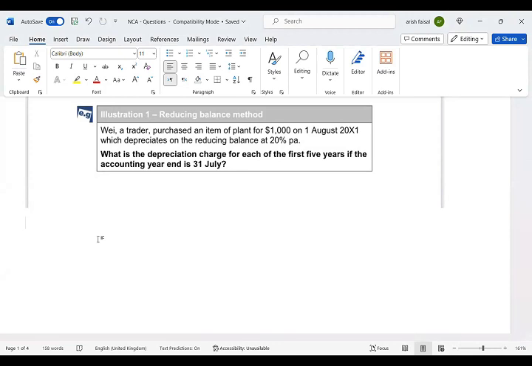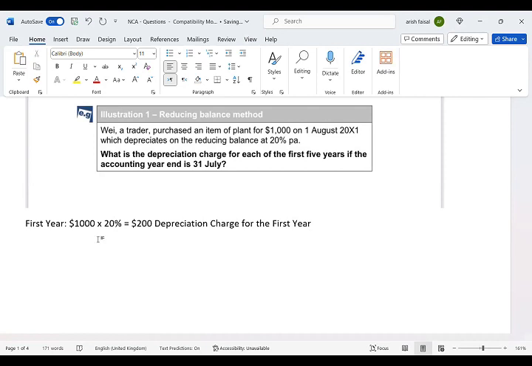So what I'm going to do is, for the first year, I need to take the cost of the asset, which is 1,000, and I'm going to charge 20% depreciation on that. So this will give me 200 for the first year. Okay. So 200 is the depreciation charge for the first year.